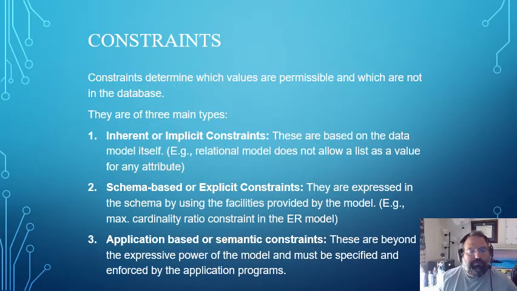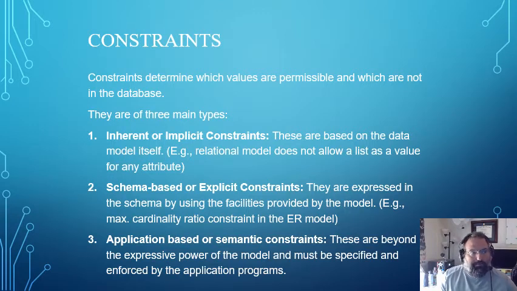Constraints determine which values are permissible and which are not. In the database, they are of three types. Inherent or implicit constraints are based on the data model itself. For example, the relational model does not allow a list of values for any attribute. Schema-based or explicit constraints are expressed in the schema using the facilities offered by the model, for example, max cardinality ratio constraints in the ER model.